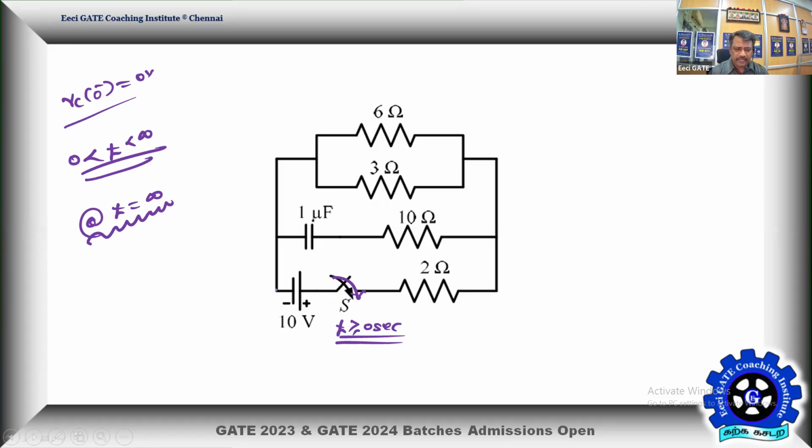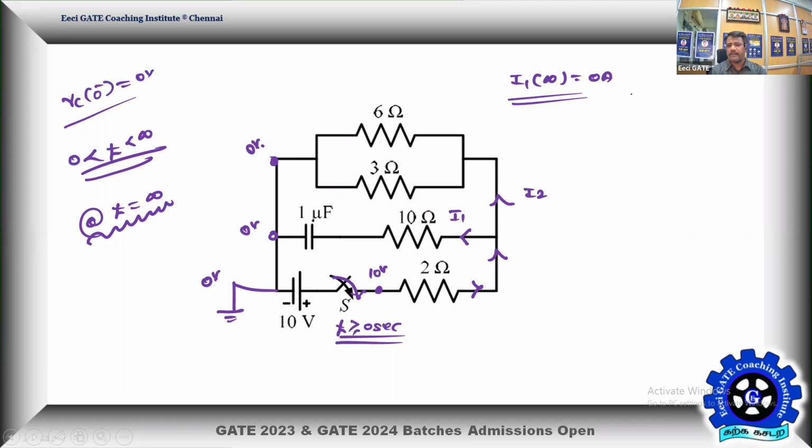Okay, so let me take this as a reference. This is 0 volt. Therefore, this point is going to be 10 volt. This is also going to be 0, and this is also going to be 0. So that means there will be a current in this direction, and there will be a current in this way. Let me call this current I1 and this current I2. And I1 at time t equal to infinity will become 0.